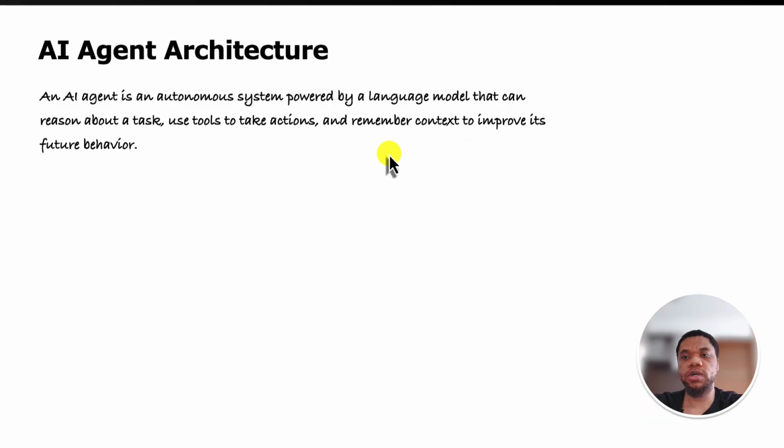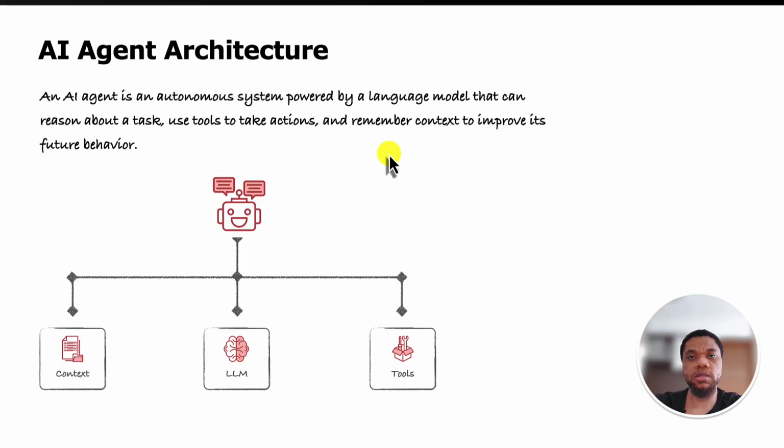Before we look at the code, I want to quickly explain the architecture of an AI agent. So first of all, what's an AI agent? An AI agent is an autonomous system that is powered by a large language model. It can reason about tasks, and it can use tools to take actions and remembers the context to improve its future behavior. So the three main components of an AI agent are, first, we have the LLM, which is the brain behind the agentic system. We have context.